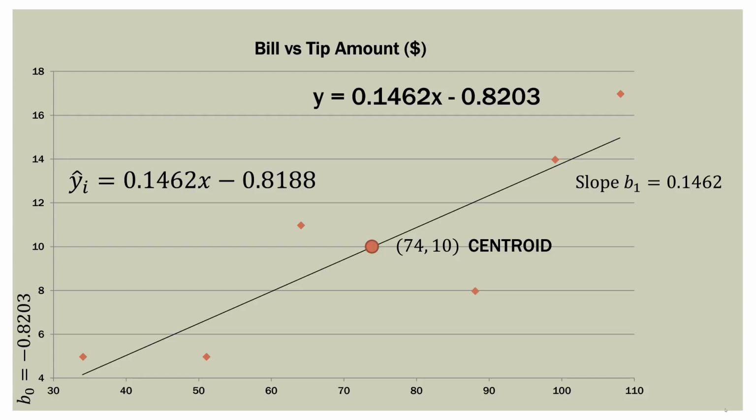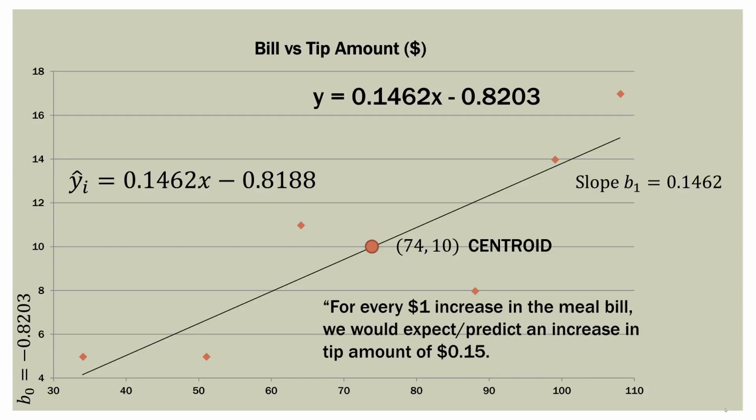So here is our graph of our regression line and our data. What that means is for every $1 increase in the bill, we would expect or predict an increase in the tip amount of about 15 cents. Technically, it's 14.62 cents based on our slope, but we'll round up to 15 cents.